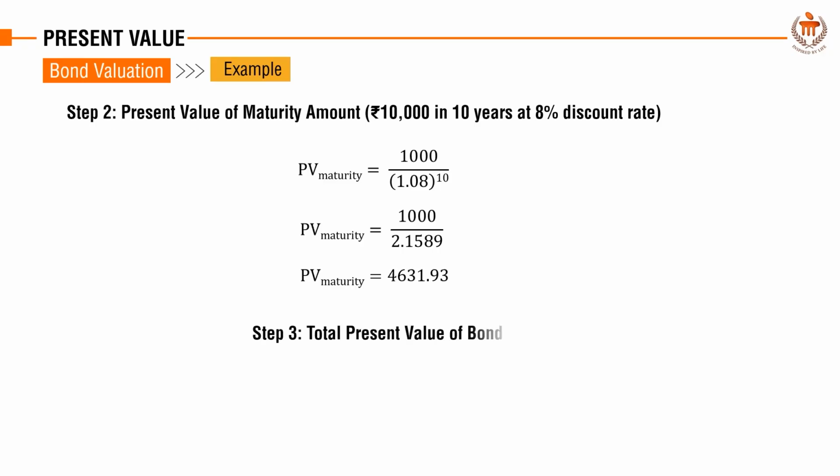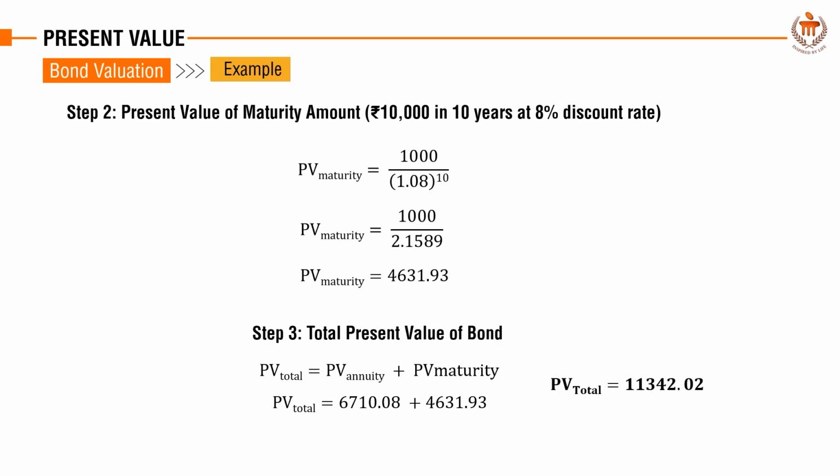Step 3. Total present value of bond. PV total is equal to PV annuity plus PV maturity. PV total is equal to 6710.08 plus 4631.93. PV total is equal to 11,342.02.